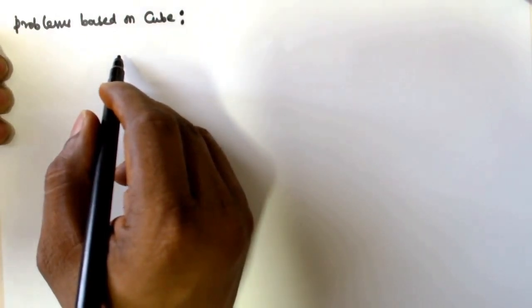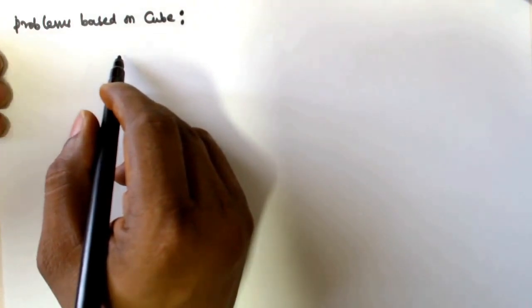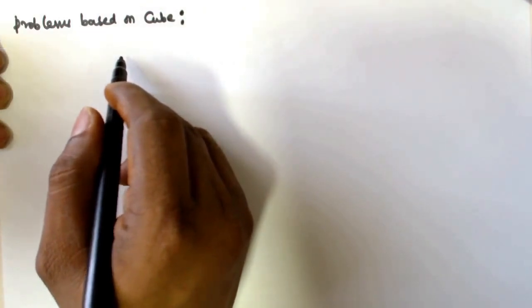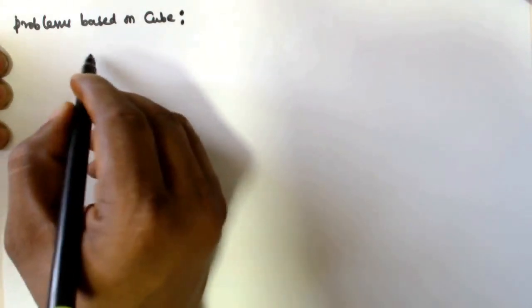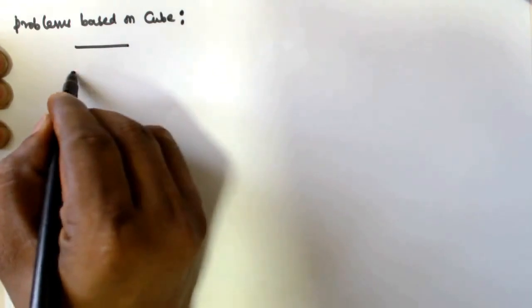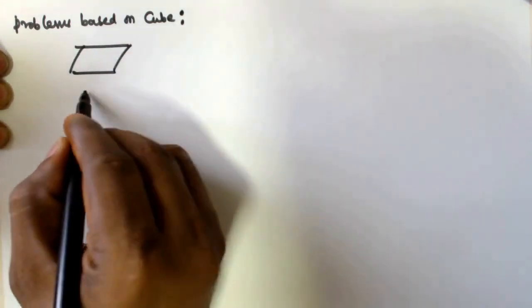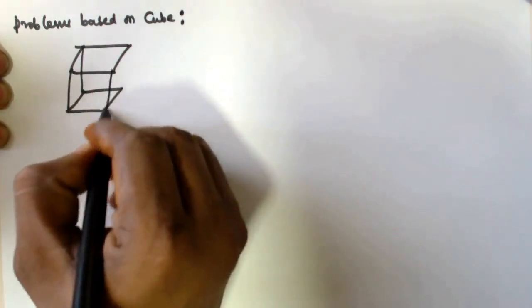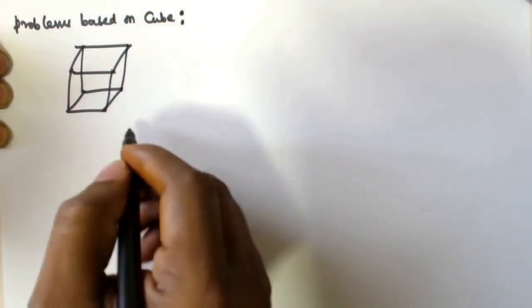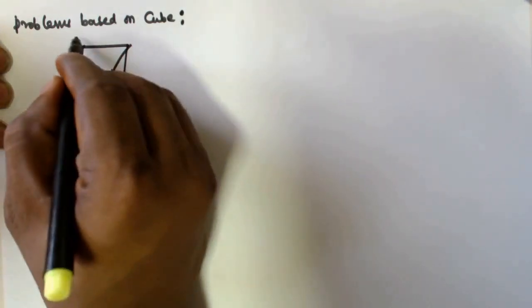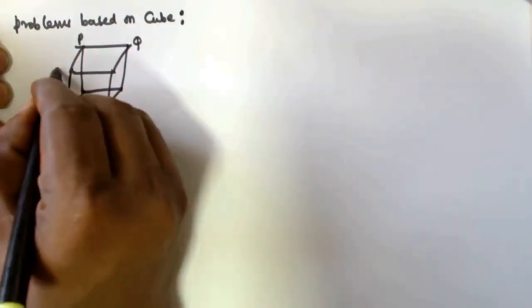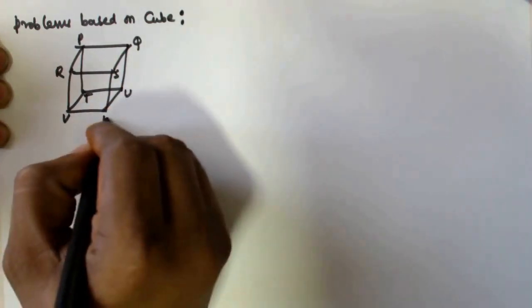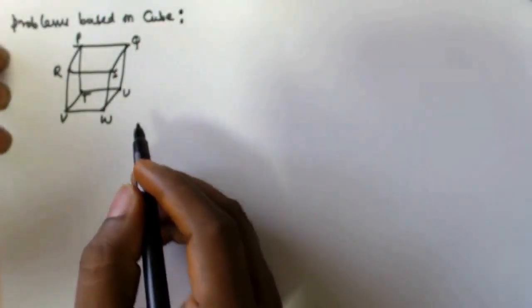So what is a cube? A cube is a three-dimensional figure which consists of length, breadth and height which are going to be equal. Let us consider a cube like this, whose length, breadth and height are equal. Let us give names to the points: P, Q, R, S, T, U, V and W. So this is a cube.